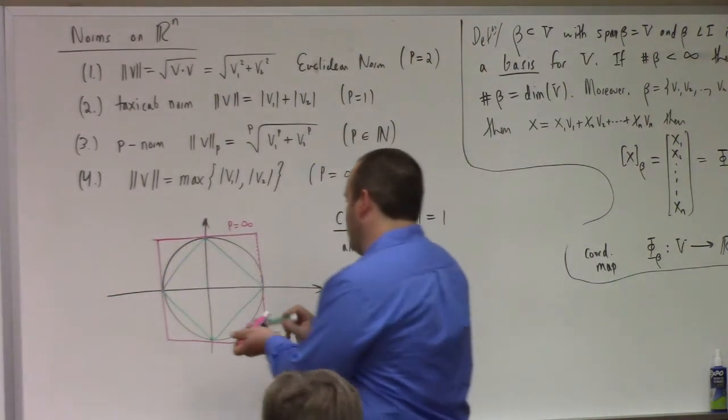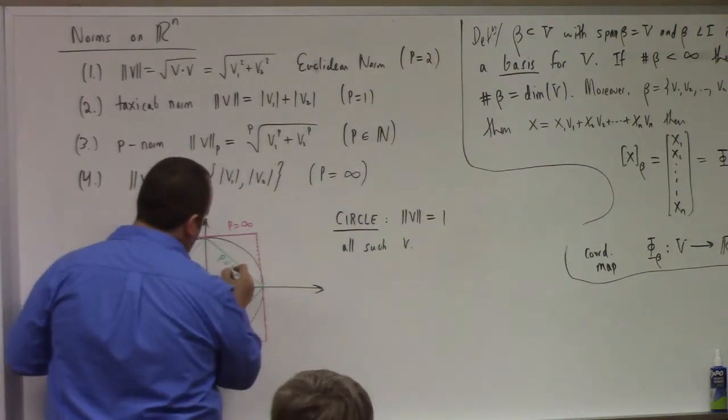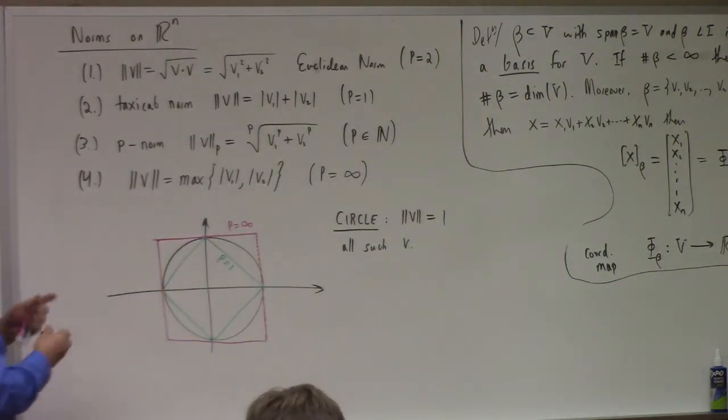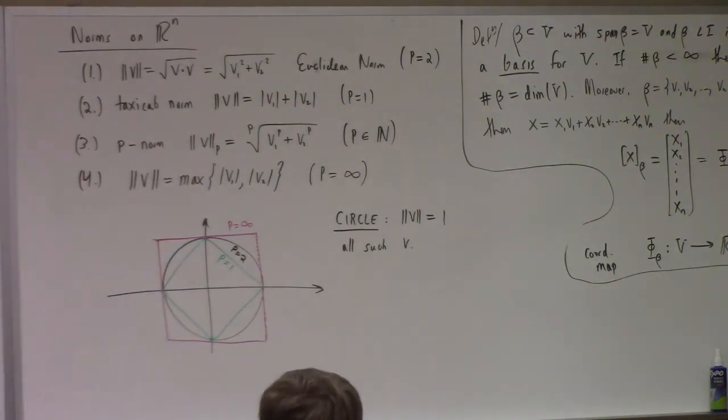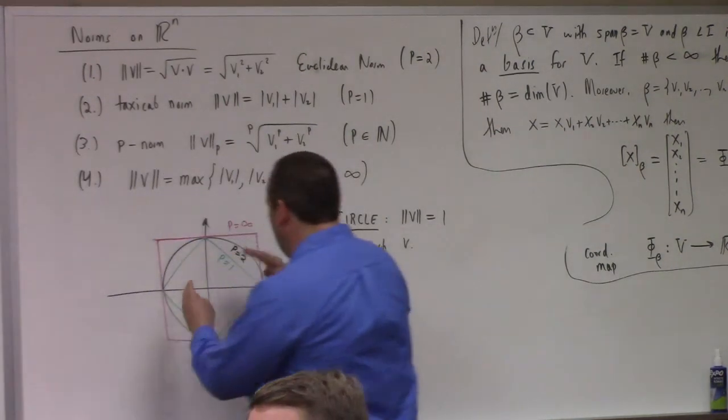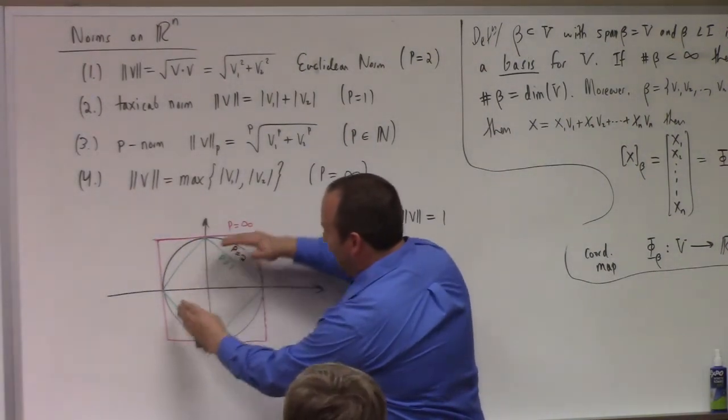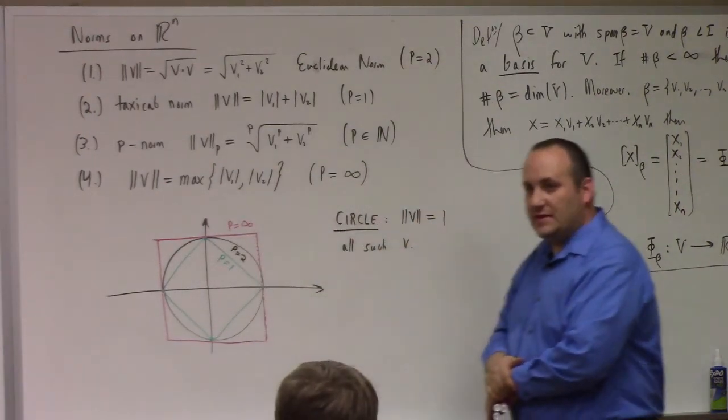This is p equals 1. The circle is p equals 2. If you were to study the 3 norm, it's like a blown out circle. It gets more... so what's that, a squircle? So as p goes to infinity, you go out to that sup norm.